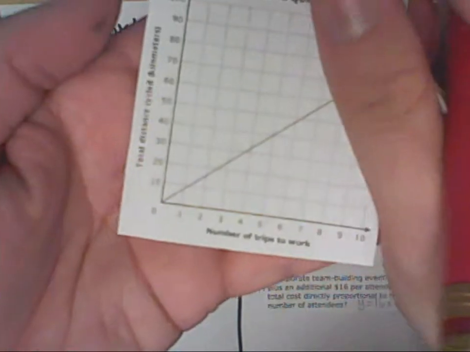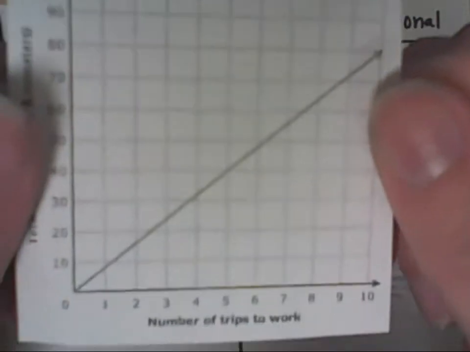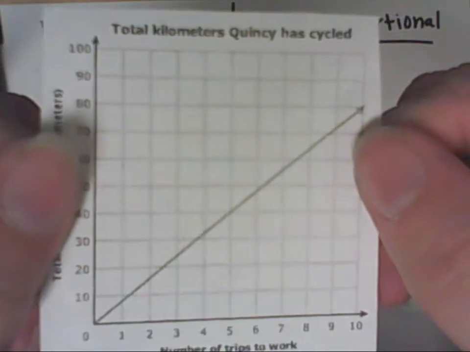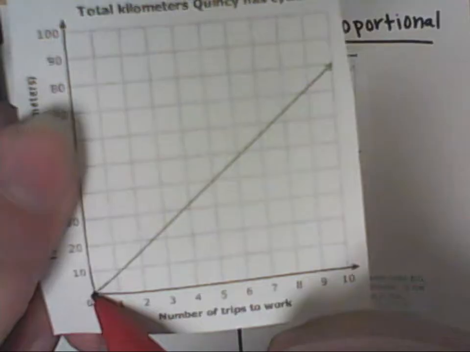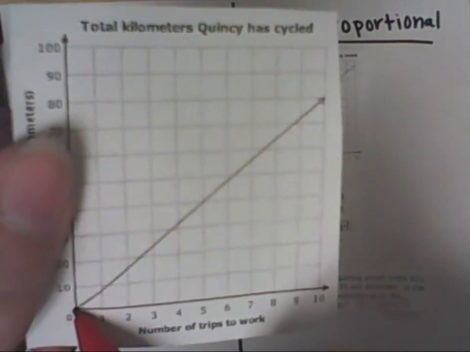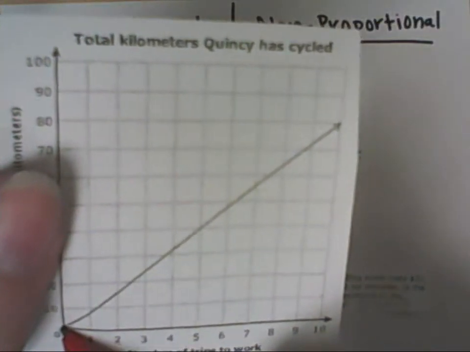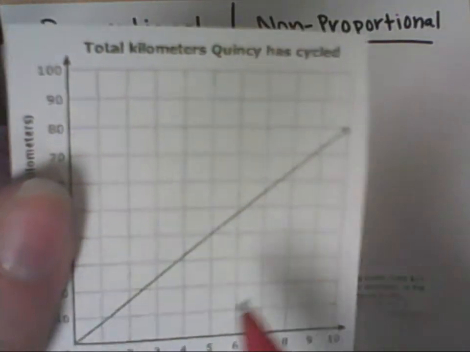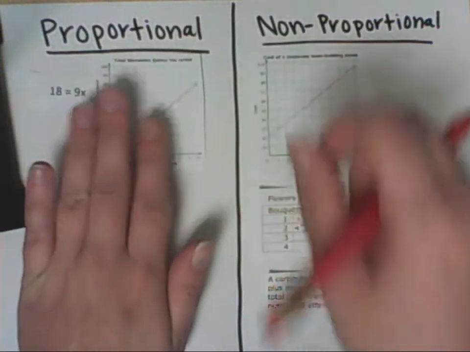Let's go ahead and take a look at another graph. Remember, the easiest way to determine a graph is to look at the origin. For it to be proportional, it must cross the origin 0, 0. Let's look. Put our pencil on the origin. Does the line intersect through the origin 0, 0? Yes. Therefore, this graph has a proportional relationship. So we're going to put it on the proportional side.